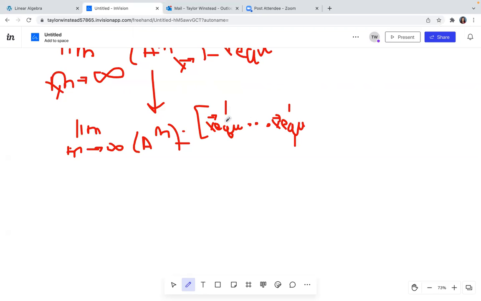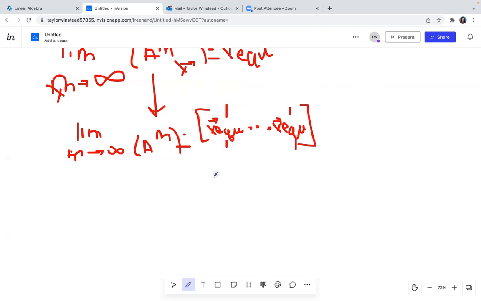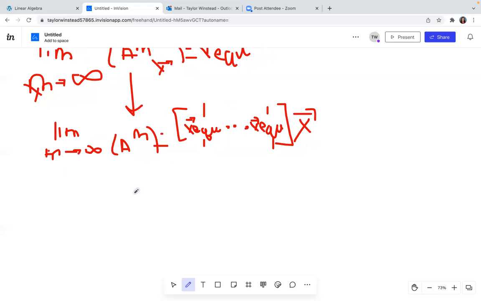The columns are the equilibrium vector. So basically, here's how we're going to prove this. We're going to set that times vector x. So what we can do, and I'm going to switch to a different pen color, is we can set this equal to the other part of the theorem, and then solve from there.